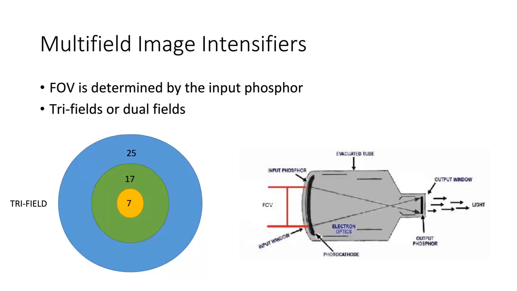The 25 centimeter setting will have the largest field of view and least amount of magnification, while the 7 centimeter is the opposite. It will have the greatest magnification with the smallest field of view.